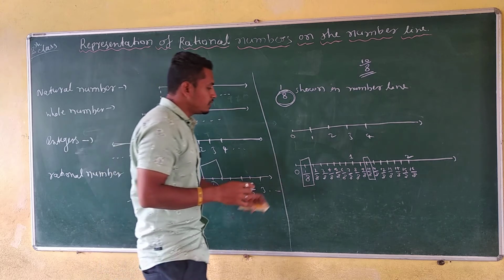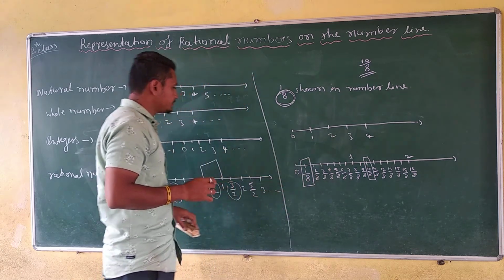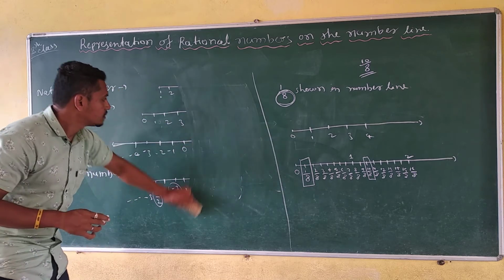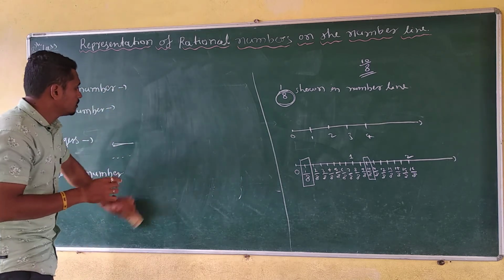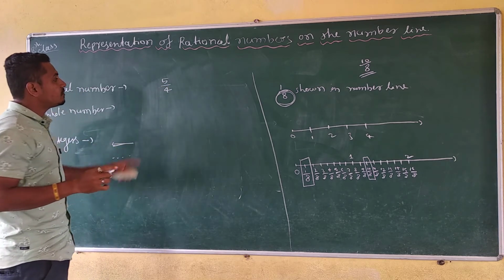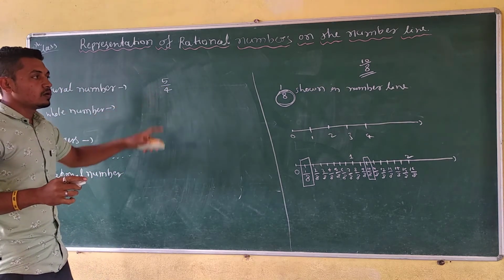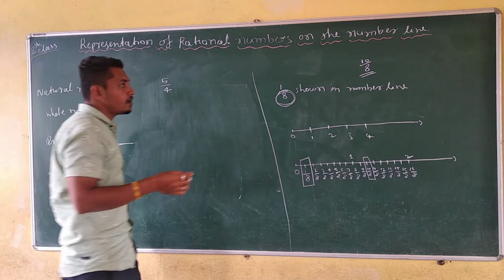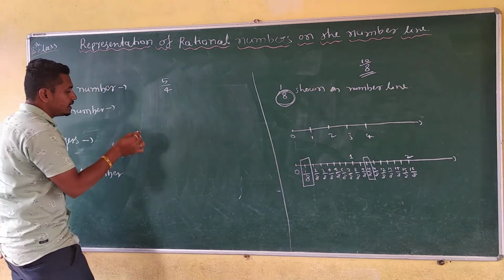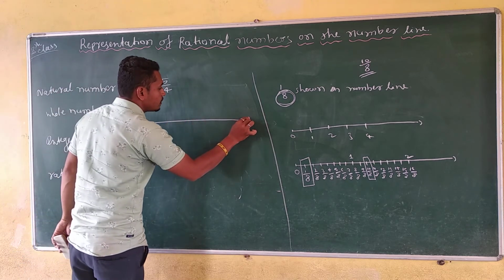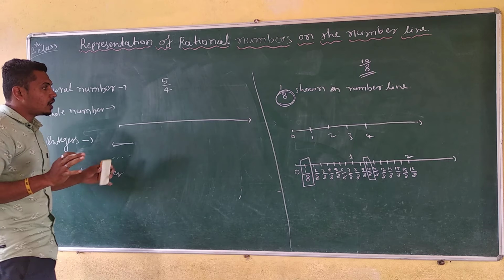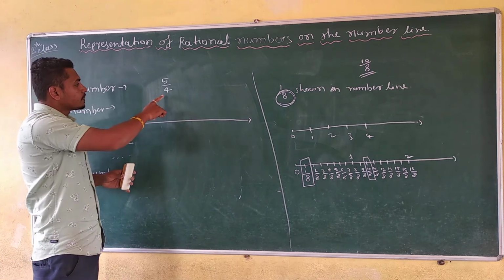Okay, let's take another example. 5 divided by 4. Show the rational number 5 divided by 4 on the number line. See here, now you make one number line.